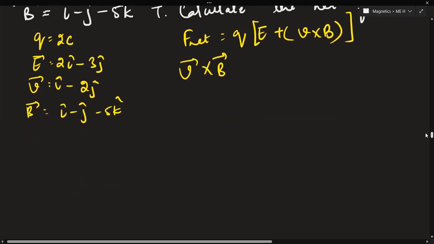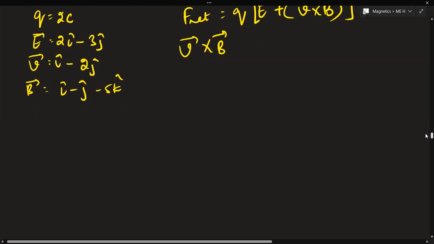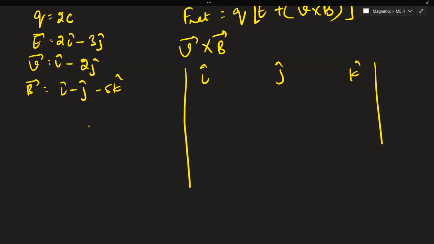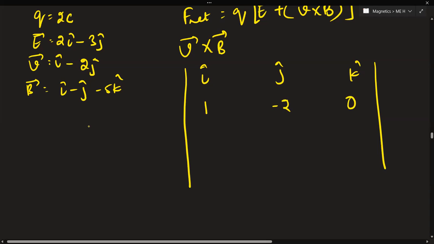We have discussed this a lot of times, but for students who were not there, we can discuss it again. You have to write I cap, J cap, K cap in the form of a determinant. In maths, you study these determinants in detail. So first vector is what? Velocity. Write the coefficient of I cap, it's 1. Then write the coefficient of J cap, it's -2. Coefficient of K cap, nothing is mentioned, so it will be 0. Vector B, coefficient of I cap, it's 1. Coefficient of J cap, it's -1. Coefficient of K cap, it's -5.